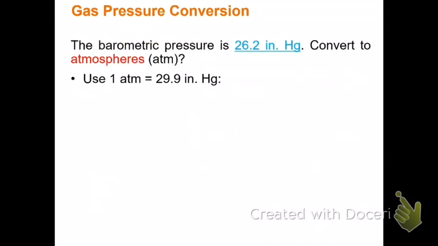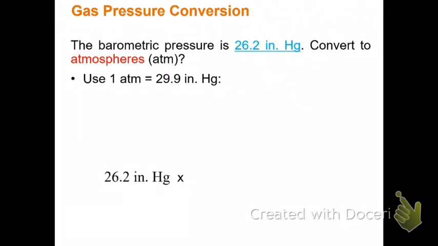Okay, let's look at an example here on how to convert one unit of pressure to another. Let's say that we have 26.2 inches of mercury. How do you convert that to atmospheres, ATM? We know that 1 atmosphere is equivalent to 29.9 inches of mercury. The first thing you want to do is write down what's given. We're given 26.2 inches of mercury. Now you can use dimensional analysis to solve this problem.